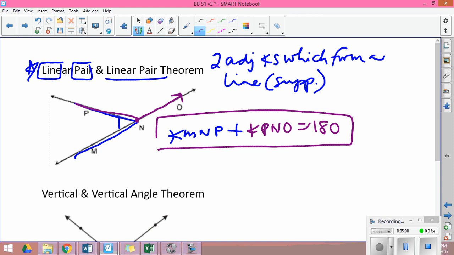Now, we really work hard in geometry to not assume things. We always want to be able to prove them from the notation, from the markings. Linear pair is one of the things that you can take from a picture. You can assume that if it looks like a straight line, it is a straight line. And so you're always able to write this equation.